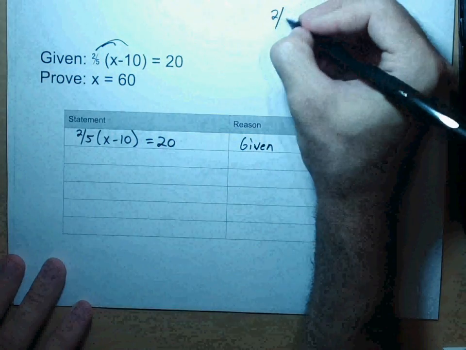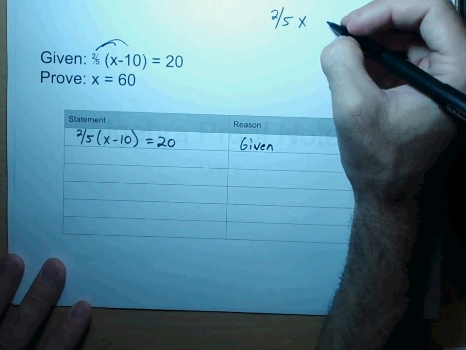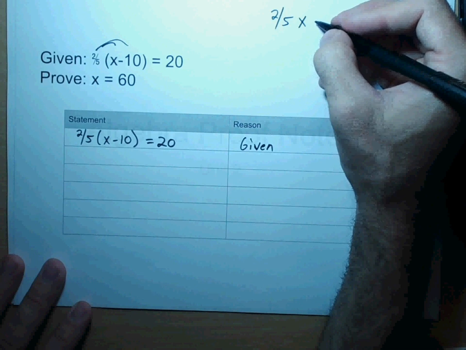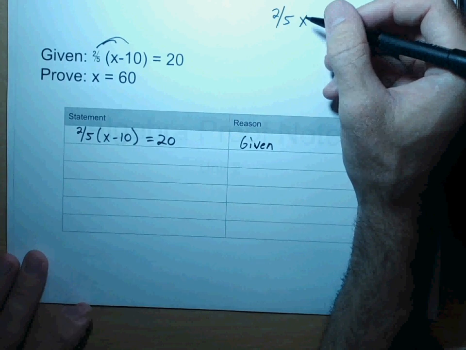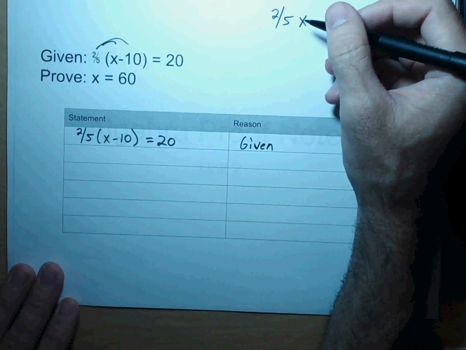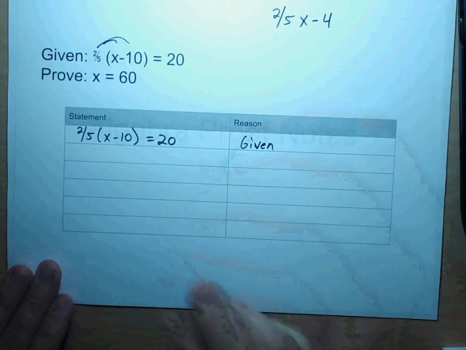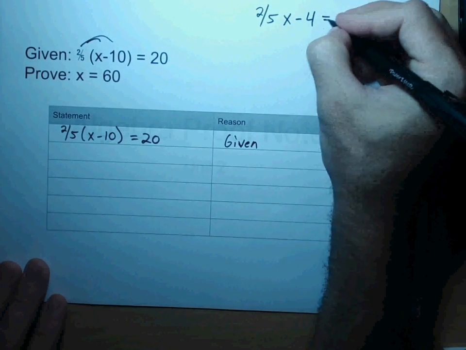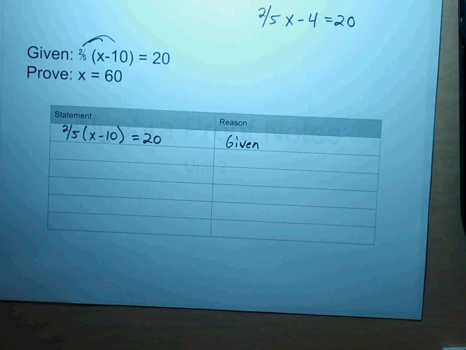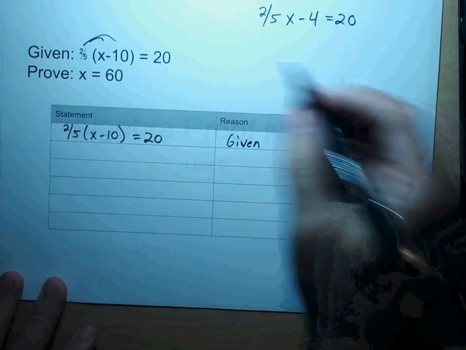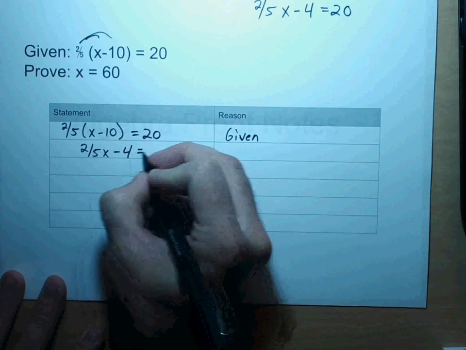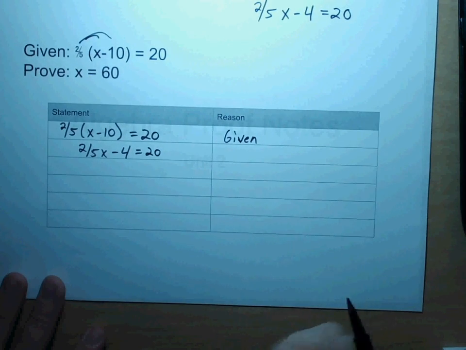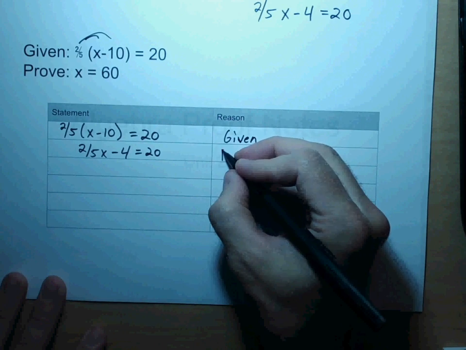2/5 x. What's 2/5 of minus 10? You're welcome to throw it in your calculator. It's minus 4, I believe. Wait, so like instead of using 2/5, you use like 0.4. Yeah, for sure. Alright, so we distributed. So that gave us 2/5 x minus 4 equals 20. The reason that that just happened was because we did the distribution property.